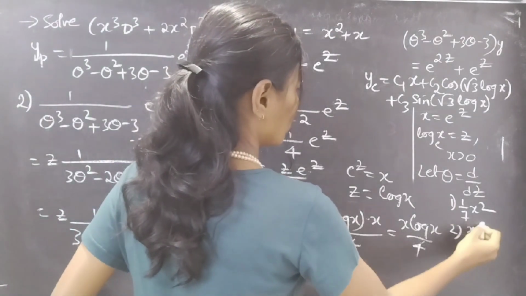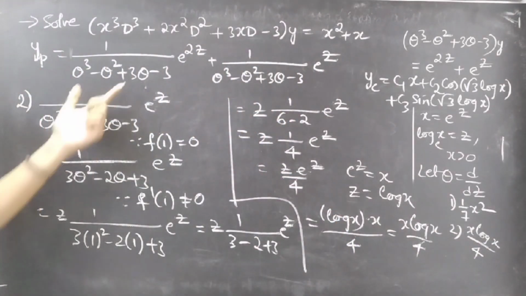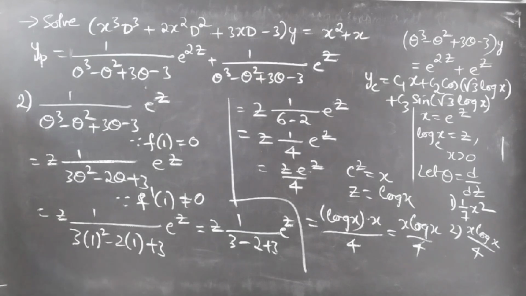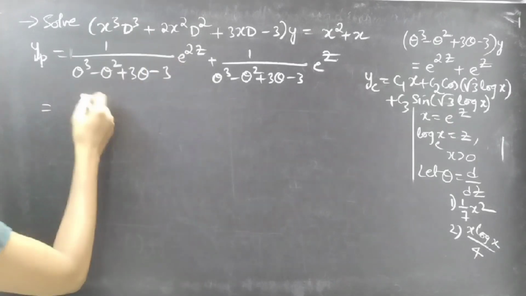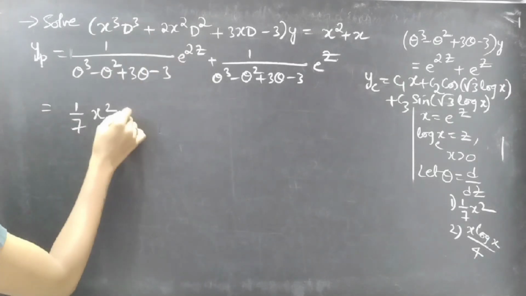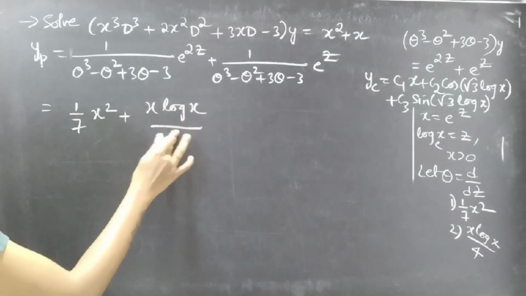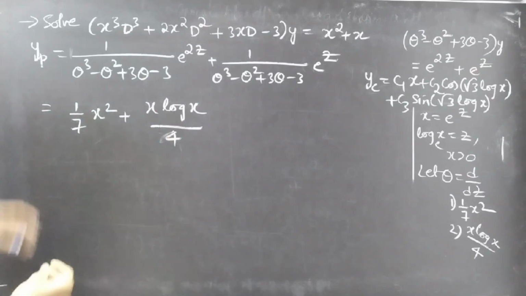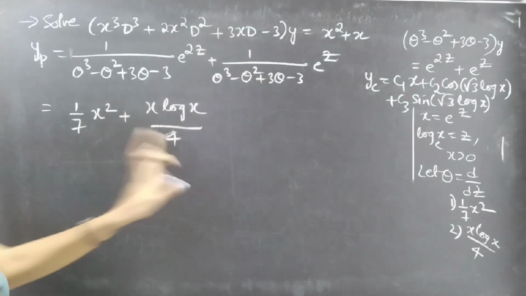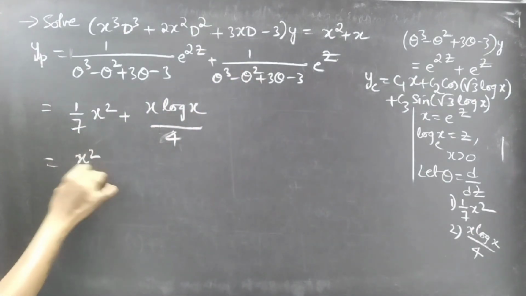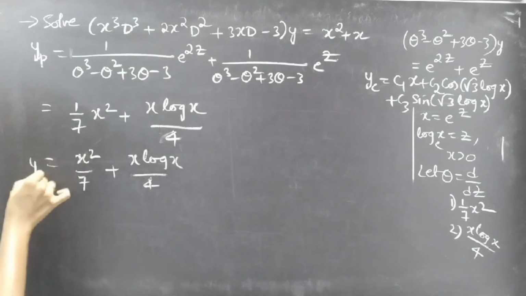So we got results from the first and the second term. Let's replace them in yp. Now coming to yp. The result obtained from the first term is 1 by 7 into x square, and the result obtained from the second term is x log x by 4, or we can write it as x square by 7 plus x log x by 4. So we got yp and yc.